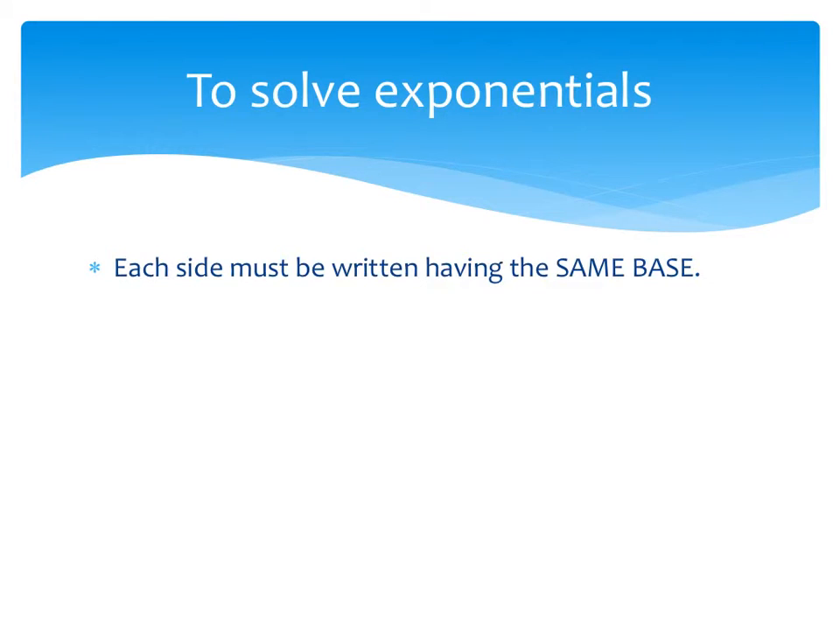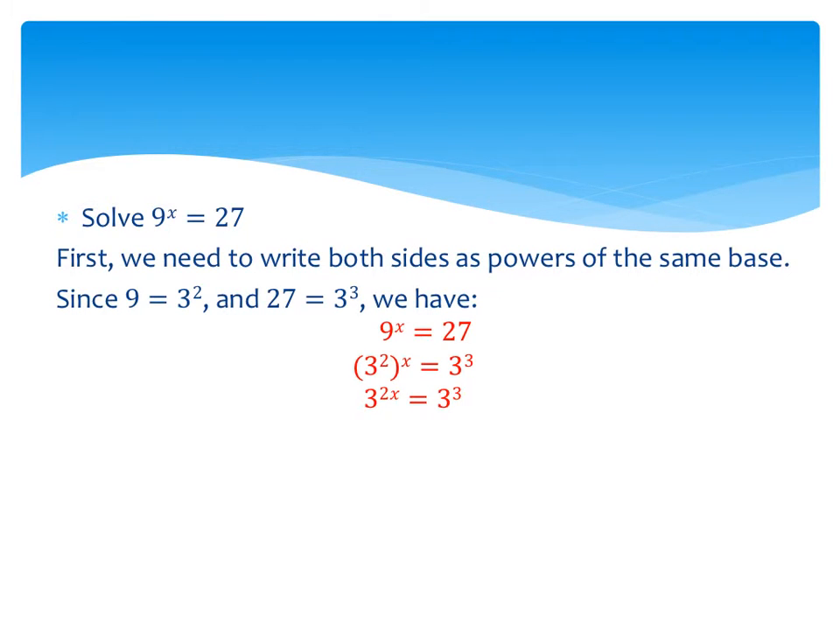First of all, to solve exponentials, each side must be written having the same base. So if we are given 9 to the x equals 27, first we need to write both sides as powers of the same base. So we can rewrite 9 to be 3 squared and 27 to be 3 cubed. And that's what's happening in this second step right here. So now they've got the same base. They each have a base of 3.